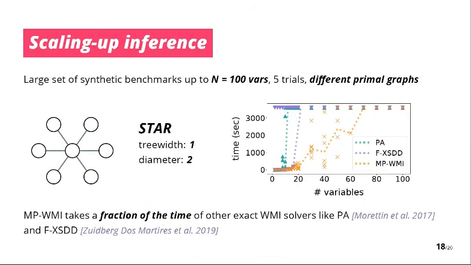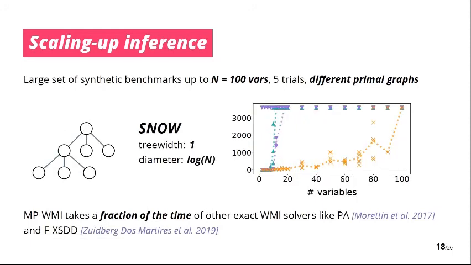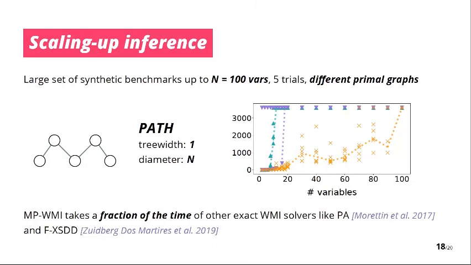In our paper, we compare MPWMI with other existing solvers on a large set of synthetic benchmarks with up to 100 variables, and different parameter graphs. For example, the WMI problems with star parameter graph with constant diameter, snake parameter graph with diameter in log scale, and path parameter graph with diameter n. Over all these WMI problems, our proposed solver shows a significant scale up over the other exact solvers like PA and FXSDD.